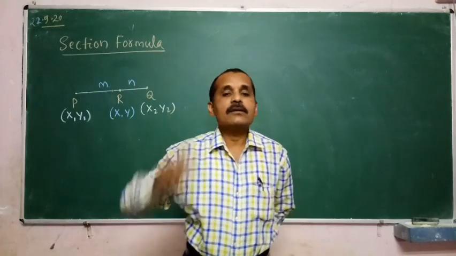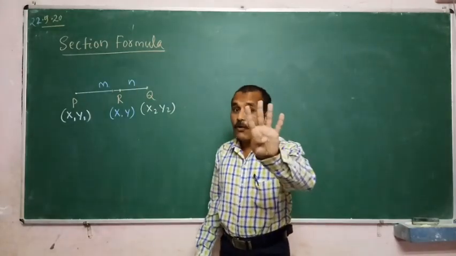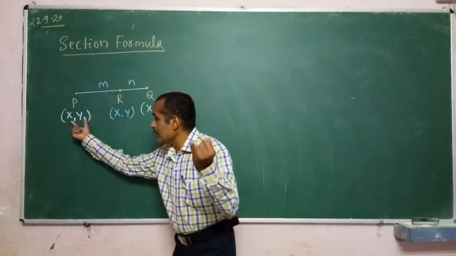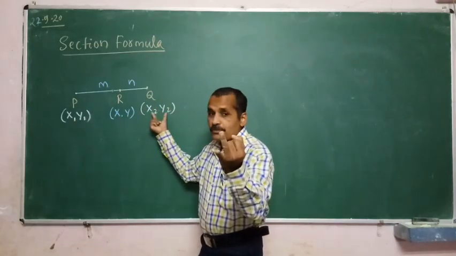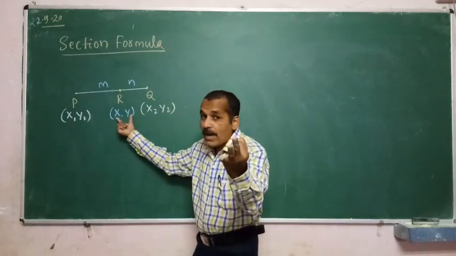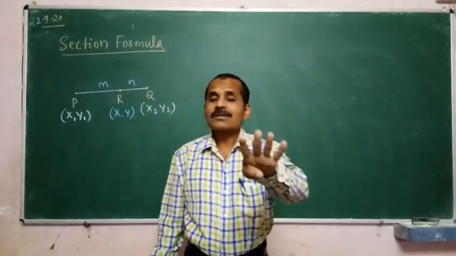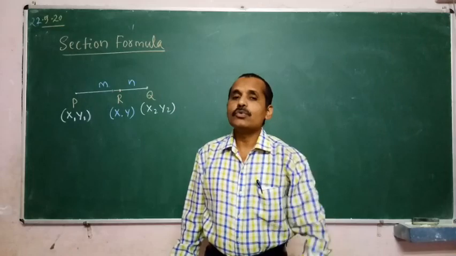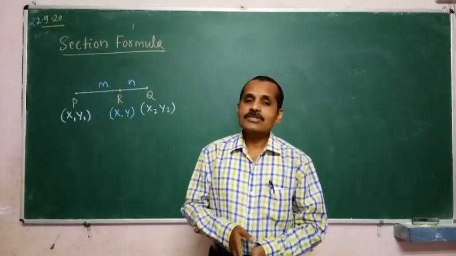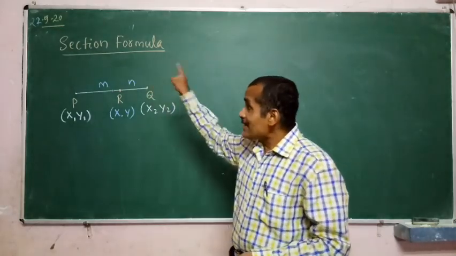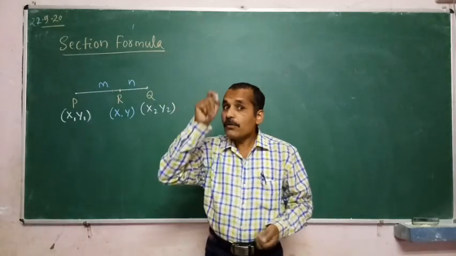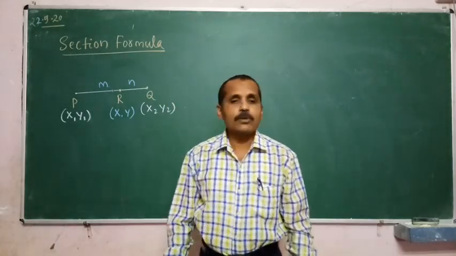to n. Now, my dear children, there are four unknowns: x, y, and m is to n, along with the coordinates x1, y1, x2, y2. Out of these, any three will be given to you, and the fourth you have to find. And there is a formula for this. You have a formula which is called the section formula.